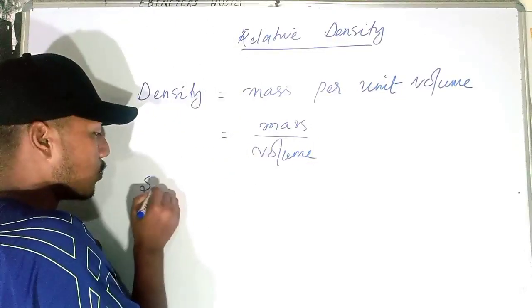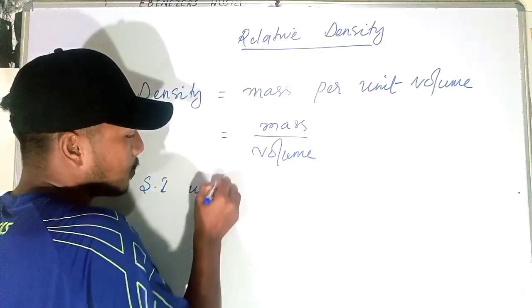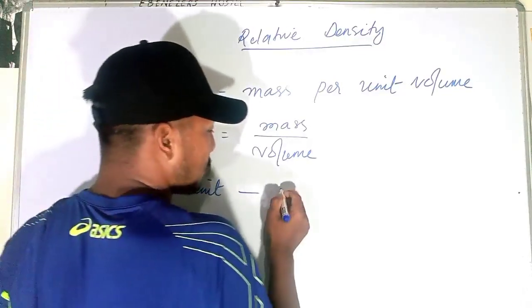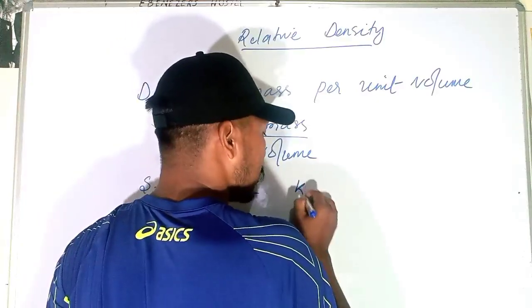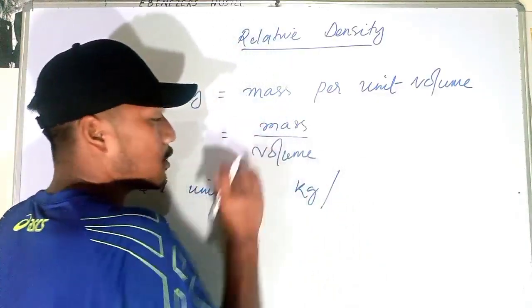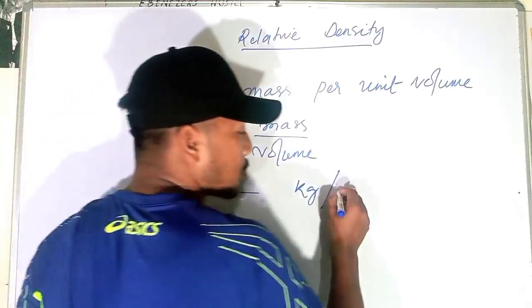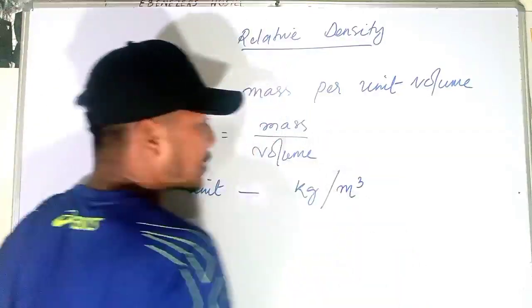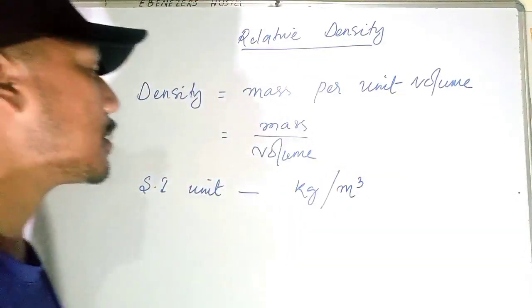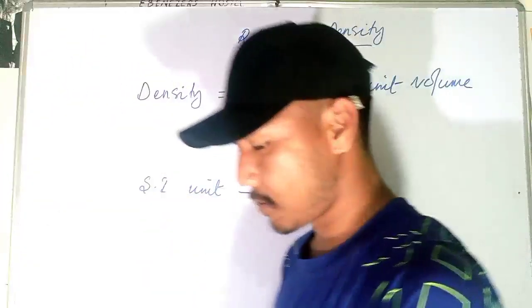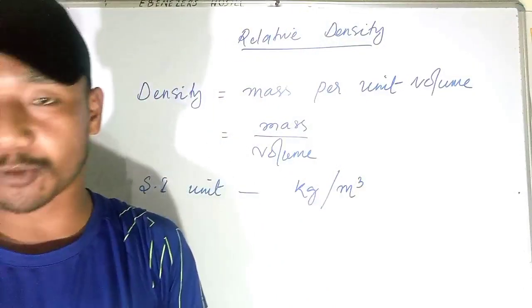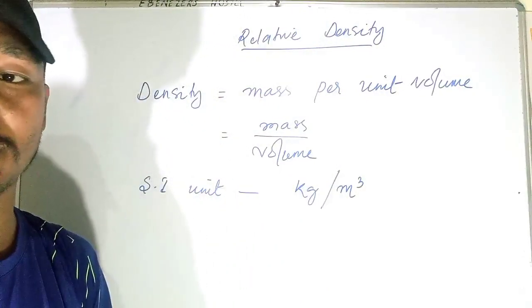What is the SI unit of density? Mass is in kg, and the unit of volume is meter cubed. So the SI unit of density is kg per meter cubed.